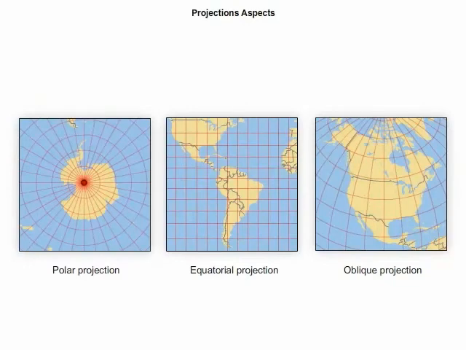A polar aspect centers the map projection at a pole. The equatorial aspect centers the map projection somewhere along the equator, as shown on the South America map. And an oblique aspect places the center somewhere between a pole and the equator. The North America map uses an oblique aspect since the location is neither polar nor equatorial.